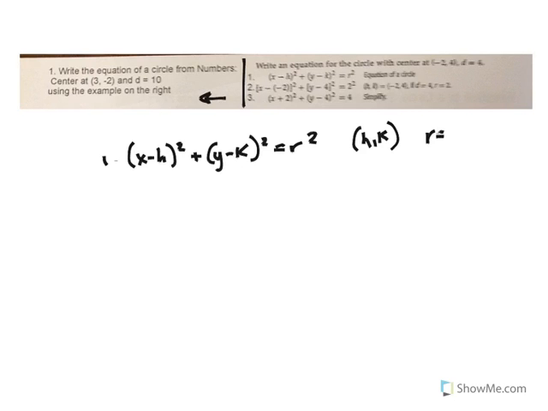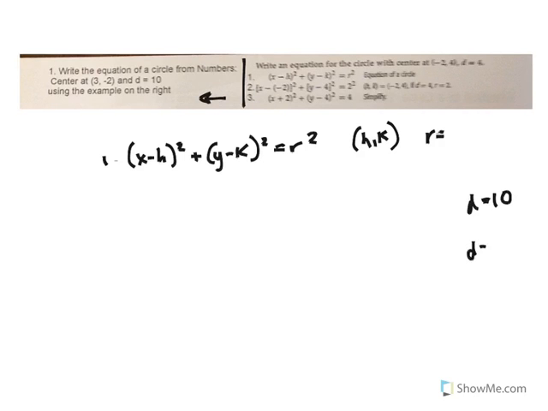Okay, so we always start with the equation of a circle, right? So we have x minus h squared plus y minus k squared equals r squared. Now, remember that HK is the center point of the circle. So in order to fill up this equation, we need the center point and we need what the radius equals. Does the question give us any of this? So the question tells us that the diameter is 10.